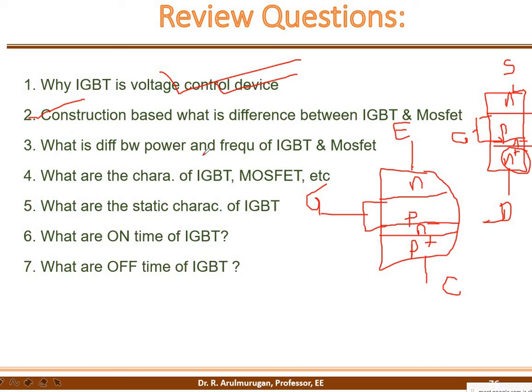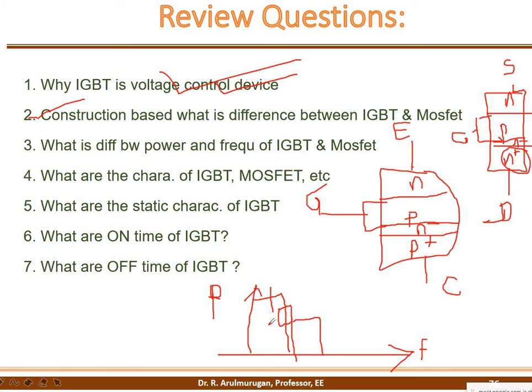What is the difference between power and frequency of IGBT and MOSFET? I have drawn it first, power versus frequency. Who is the first rank power-wise? SCR is the first rank. The second rank is GTO. The third rank is IGBT.